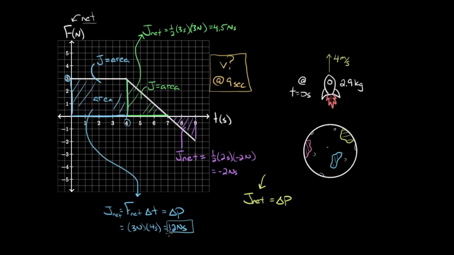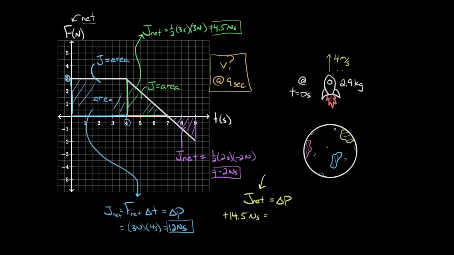So during the first 4 seconds, there was 12 newton seconds of impulse. During the next 3 seconds, there was 4.5 newton seconds of impulse, and during this last portion, there was -2 newton seconds of impulse, which if you add all those up, 12 plus 4.5 plus -2, you're going to get positive 14.5 newton seconds of impulse.